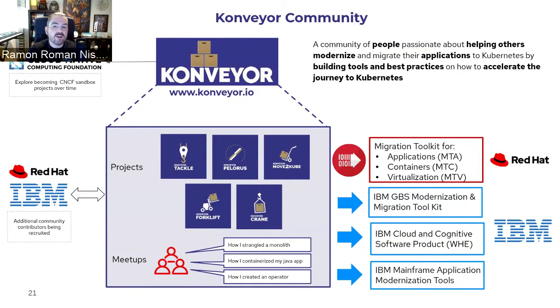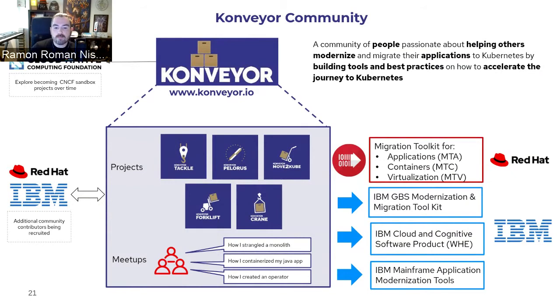This knowledge sharing is materialized in the form of regular meetups like this one and articles in our blog. And all the different tools are being built around a series of projects that have been contributed by Red Hat and IBM, although other contributors are welcome as well. Because we want this to be a completely open community, and the proof of that is that we're working on making Conveyor a CNCF sandbox project.